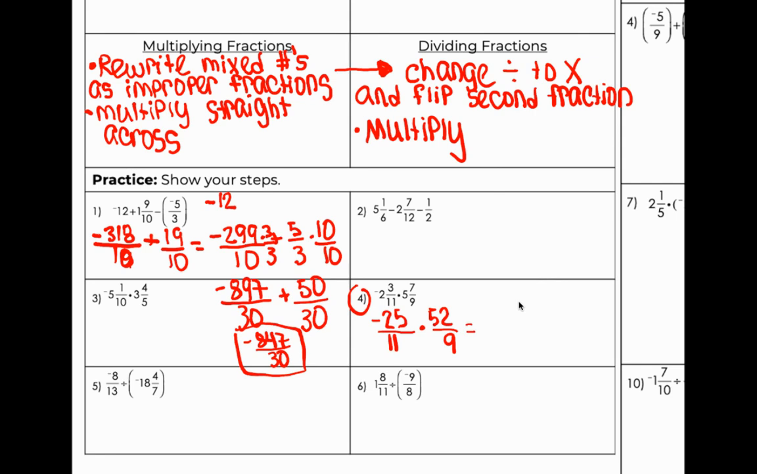So you multiply the top together. So real quickly, good review of multiplication by hand. Let's multiply this out. So 5 times 2 is 10, which is a 0, carry the 1. 2 times 2 is 4, plus 1 is 5. Bring down a 0. 5 times 5 is 25, carry a 2. 5 times 2 is 10, plus 2 is 12. So 0, 0, carry your 1, 3, 1. So negative 1,300, and then 11 times 9 is just 99.